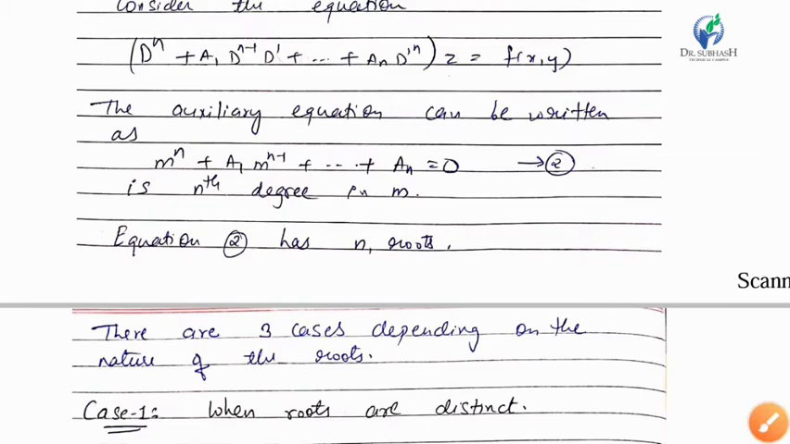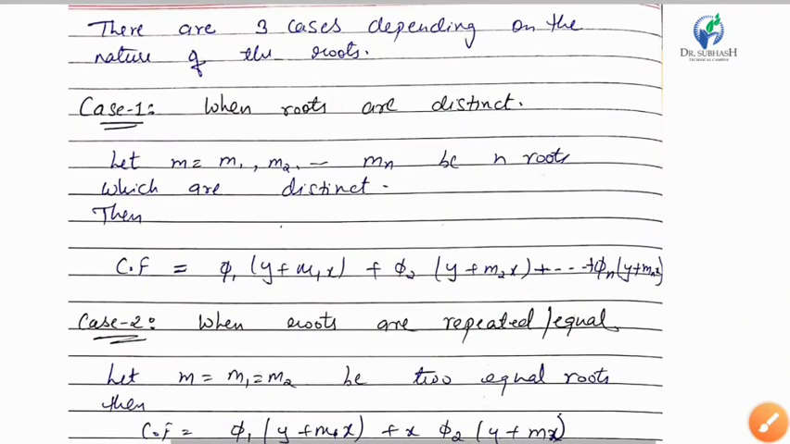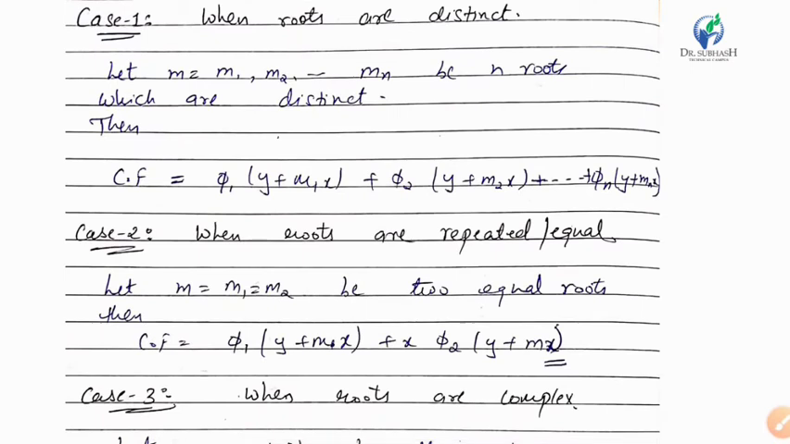Now there are three cases depending on the nature of roots. First is when roots are distinct and real, or we can say different and real, when all the roots are real numbers and they all are different. Suppose m = m1, m2 up to mn are the n roots of the given equation and all are distinct. Then CF can be written as phi1(y + m1x) + phi2(y + m2x) + up to phin(y + mnx).